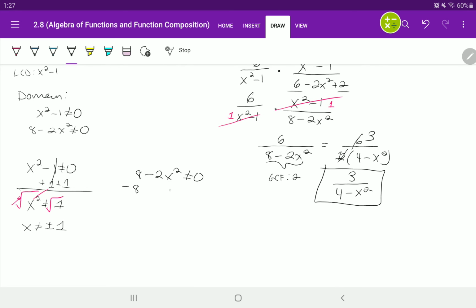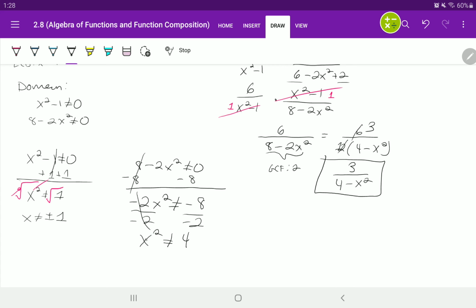I'm going to subtract 8 from both sides. When I do that, I have negative 2x squared cannot be equal to negative 8. After that, divide negative 2 from both sides. x squared cannot be equal to positive 4. And to get x by itself, I'm going to apply the square root to both sides. Once again, remember, two solutions. The power and root simplify each other out. So x cannot equal plus or minus the square root of 4, which is going to be 2.